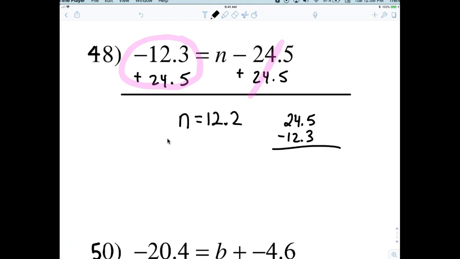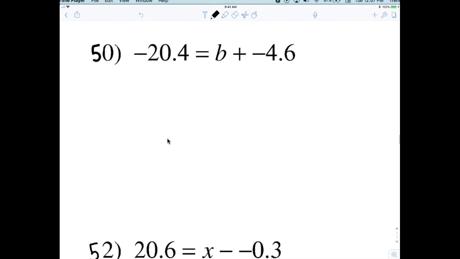Yes. I understand. The only part is, since you put plus 24.5, why did you subtract? Because this first number is negative. Oh, so when you have a positive and a negative, you always subtract. All right, positive and negative, you subtract. If they're both positive or both negative, you add. That's the rule.